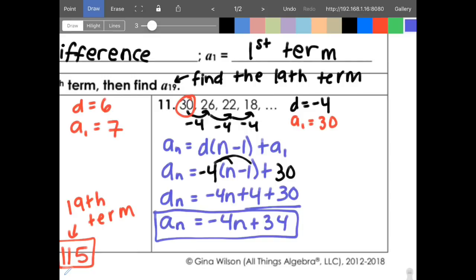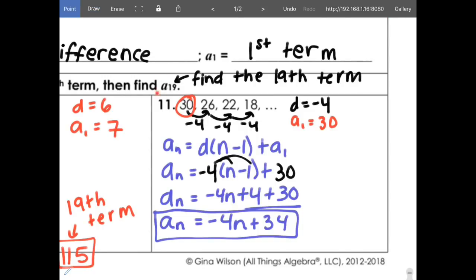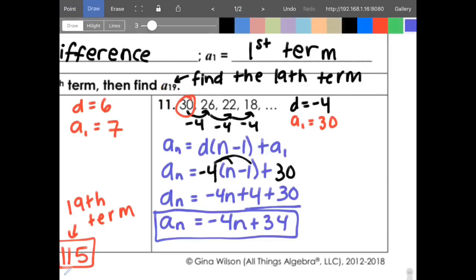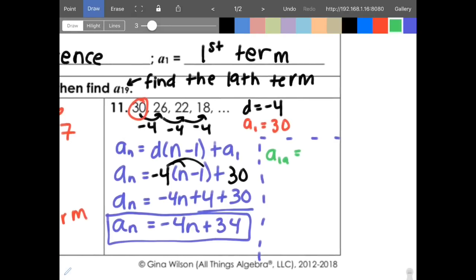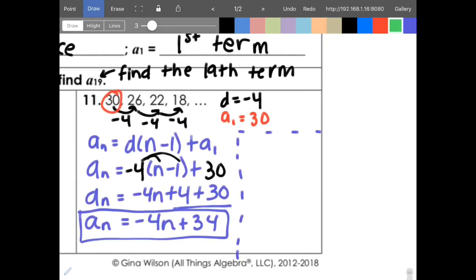That's it. That's all. Now we need to find the 19th term, because that's what it says, then find a sub 19. So plug in, I kind of do like a dashed line here to separate. So now we're going to find the 19th term. So I'm going to plug in, let me do a different color. Okay, a sub 19 equals negative 4 times 19 plus 34.